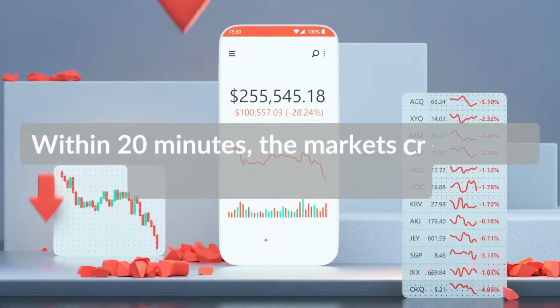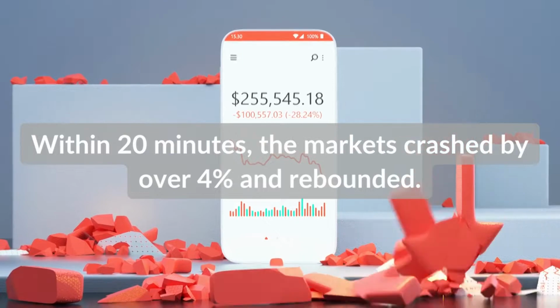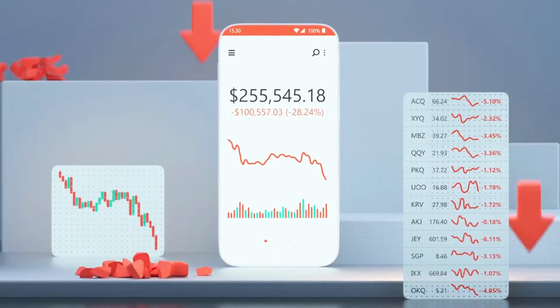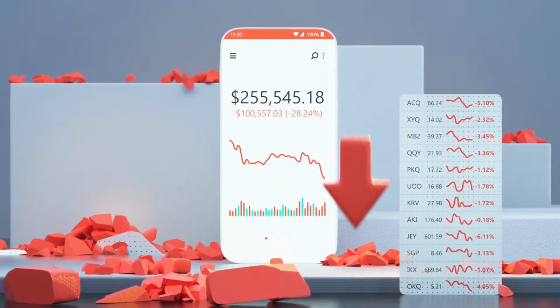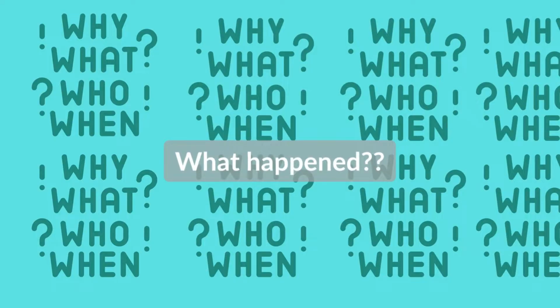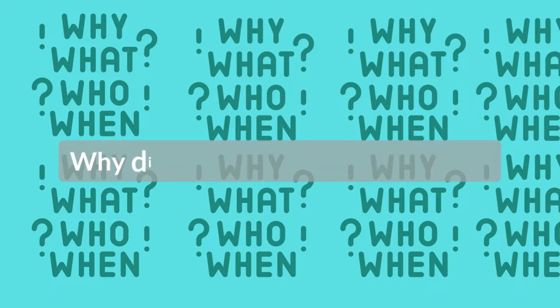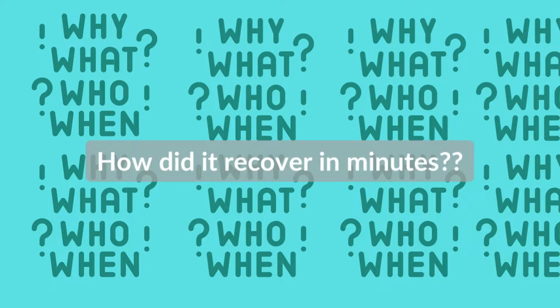In the afternoon, within 20 minutes, the markets crashed by over 4% and rebounded. For a few minutes, shares of some of the largest companies in the world were available for almost nothing. This event is called the 2010 flash crash. What happened? Why did the markets crash so rapidly without any major negative news? And how did it recover in minutes?